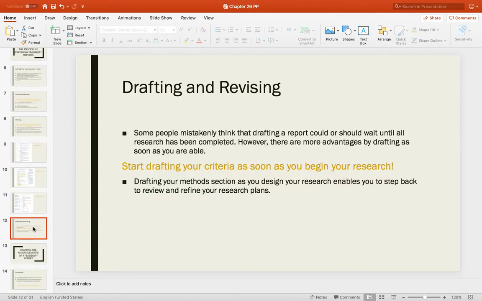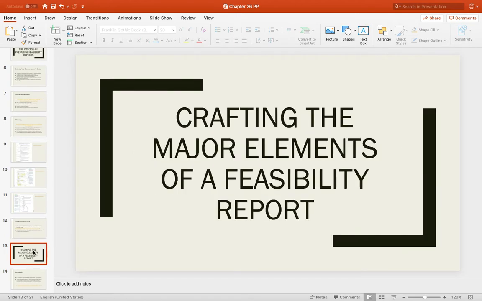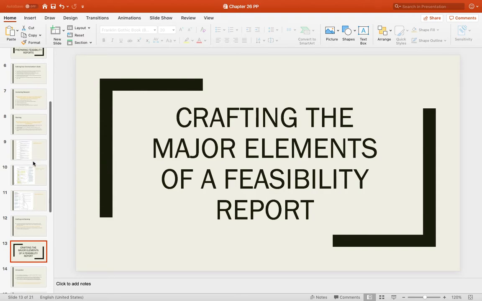So, drafting and revising. Some people mistakenly think that drafting a report could or should wait until all research has been completed. There are, however, more advantages to drafting parts as soon as you are able to. By drafting your criteria as you begin your research, you sharpen your sense of what you need to find. So I will be going over crafting the major elements of feasibility reports.